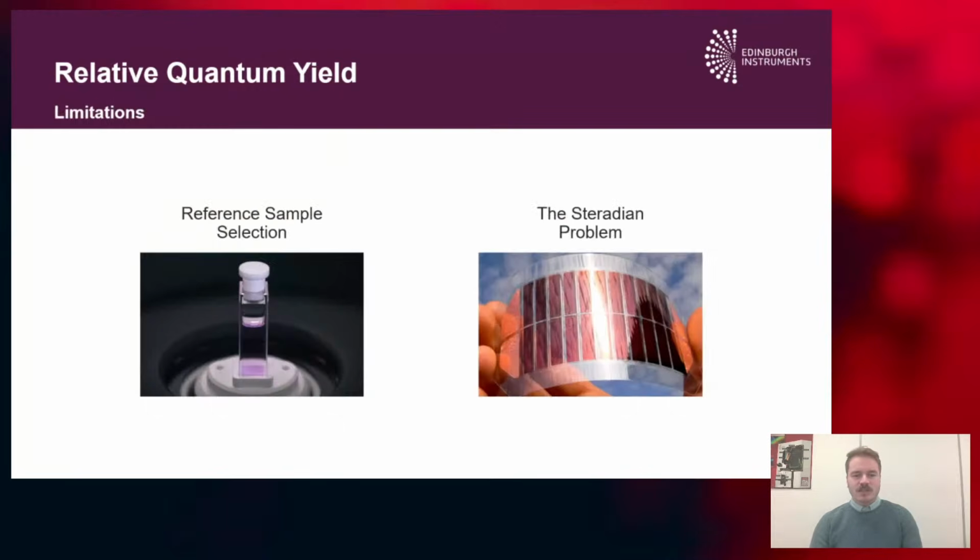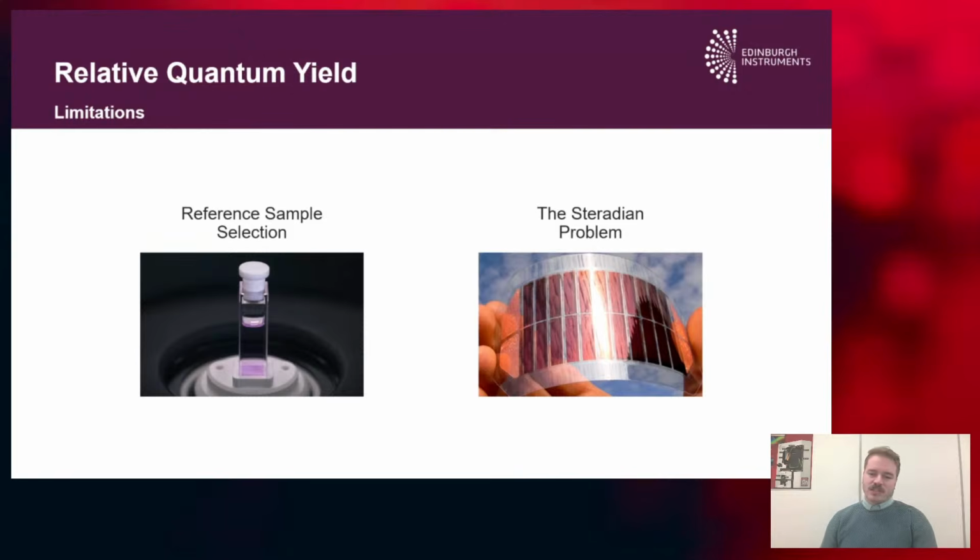There are some limitations of the relative quantum yield method, as I just hinted at. One of the first ones is the reference sample selection. This is typically not too difficult for working in the visible region. There's many well-characterized fluorescent samples at this range now. However, once you get into the NIR, you'll struggle to find certified samples, and then the quantum yield of things like quantum dots can vary based on preparation methods.